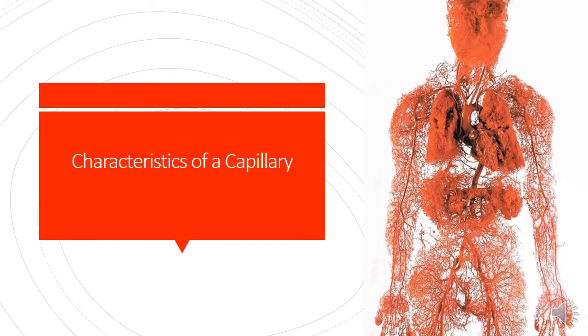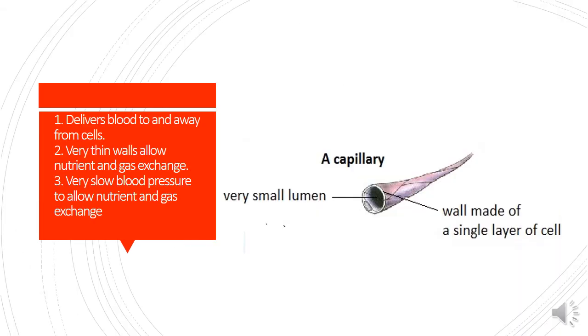Let's look at the characteristics of the capillary. The characteristics of a capillary include that it delivers blood to and away from cells. It usually has very thin walls, meaning that it's made of walls that are only one cell thick. It's responsible for nutrient and gas exchange due to the thin walls. It has a very low blood pressure, which allows this exchange to happen.